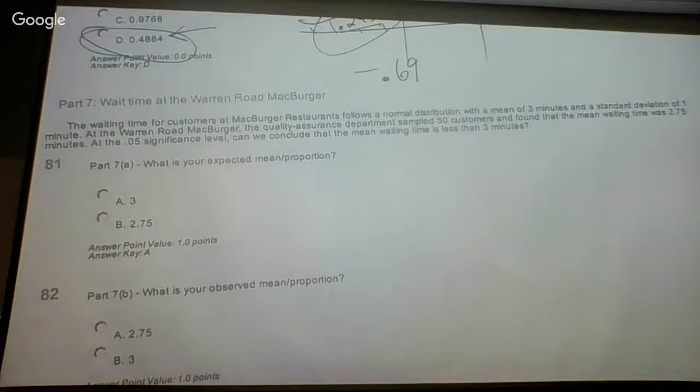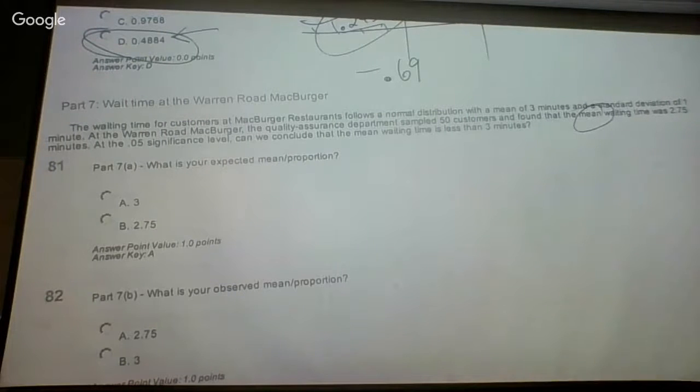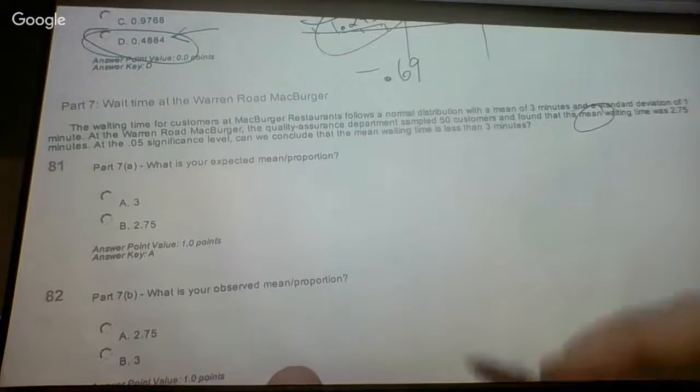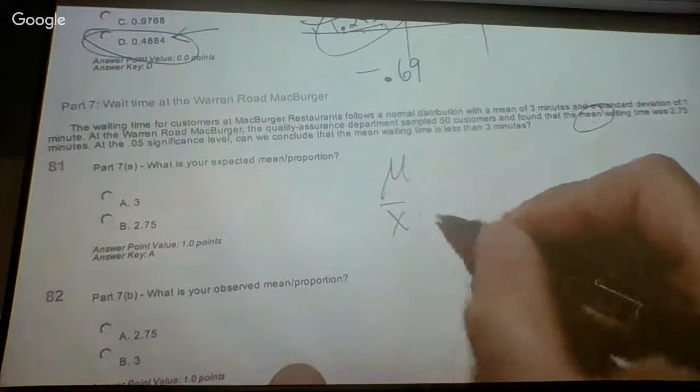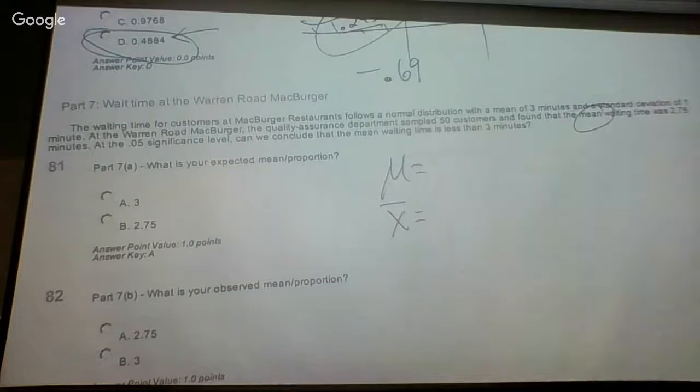Mu or pi, how do you know mu or pi? Did you see the word mean? Oh, I do. So it's going to be mu. All right. So that's some information that I'm going to need. What do I expect and what have I observed for the means?